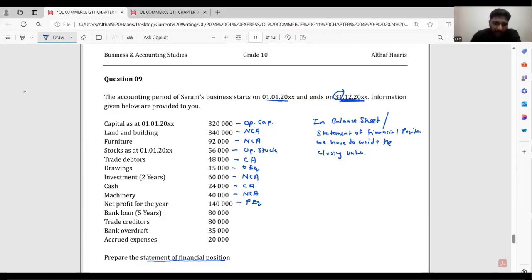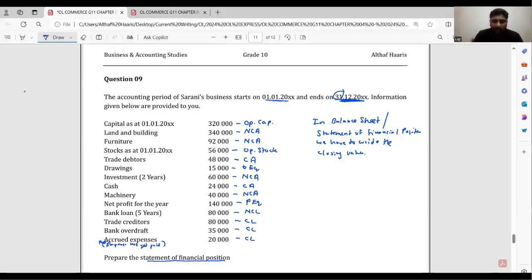And next one, bank loan, non-current liability because it's a 5-year loan. Trade creditors, current liabilities. Bank overdraft, current liabilities. And the next one, accrued expenses. Accrued expenses means past expenses or past bills not yet paid, so we have to pay it. So it's a current liability.